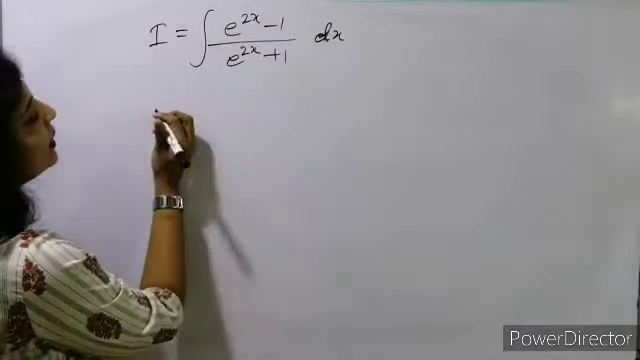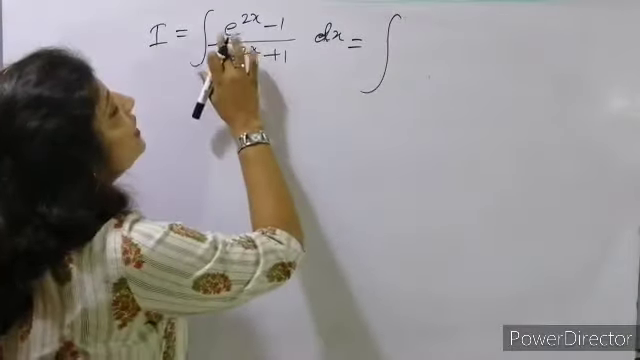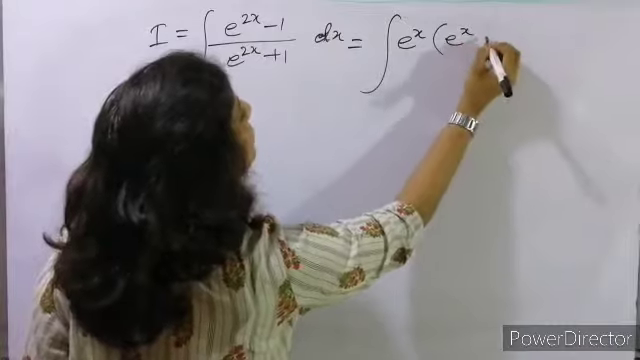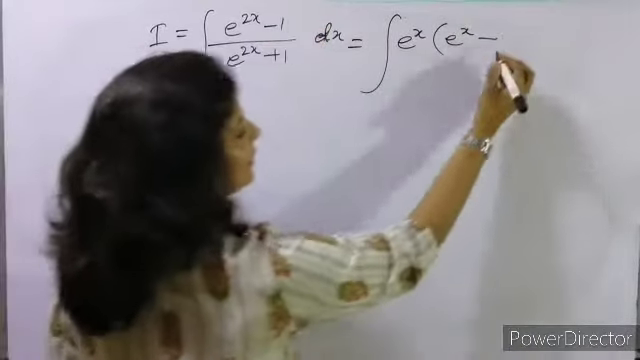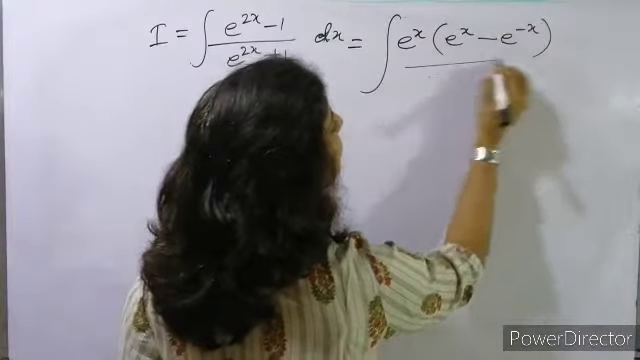Question 1: this function is given and we have to find the integral of this function with respect to x. So first of all we'll solve this. What we'll do is take e to the power x common. If we take it common, this will be e to the power x, and this will be 1 upon e to the power x. So we can write it like this, e to the power minus x.